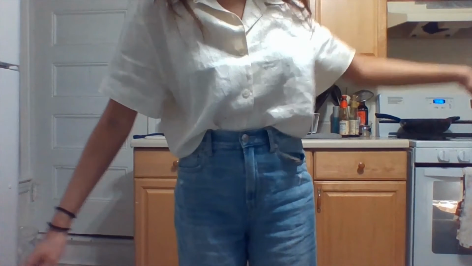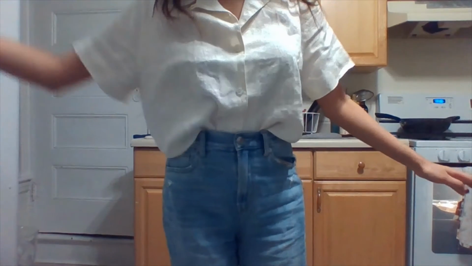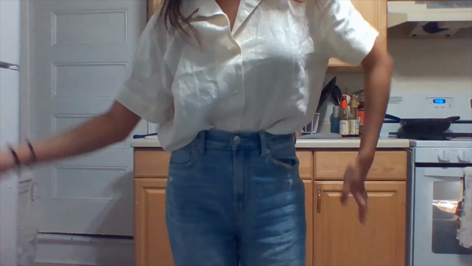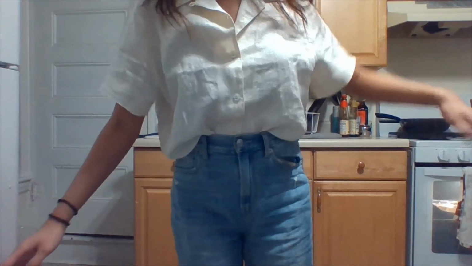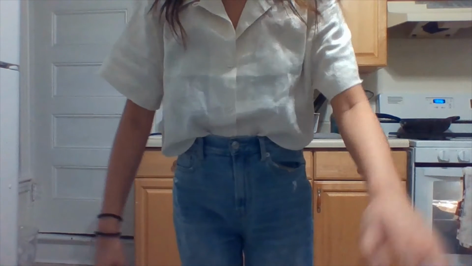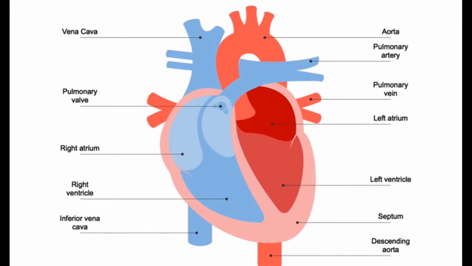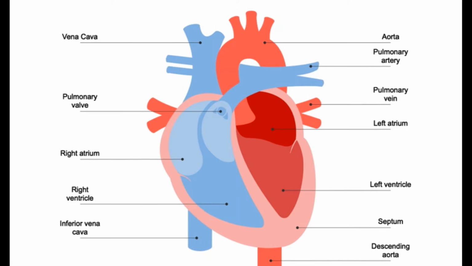And from there, it'll flow to the lungs, where it'll go through a gas exchange and become oxygenated. Once the blood is oxygenated, it'll be pumped back to the heart through the pulmonary veins into the left atrium, through the mitral valve, and then into the left ventricle. From there, the left ventricle will pump the oxygenated blood through the aortic valve and then into the aorta, where the oxygenated blood can be pumped to the rest of the body.